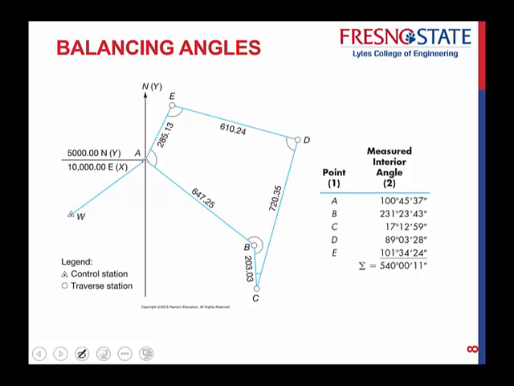So for the first thing, what we're going to talk about is what it means to balance our angles. Take a look here. Here is a closed traverse. Here's geometrically closed, but also a traverse that's closed because we're starting at A, going to B, to C, to D, to E, and back to A.